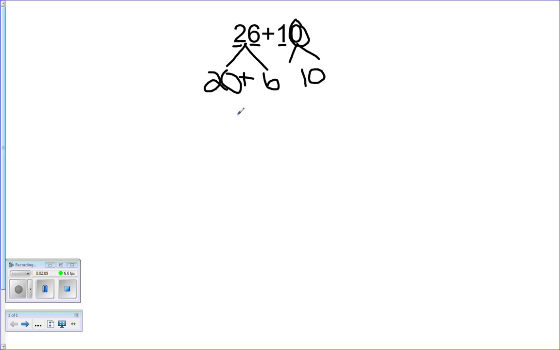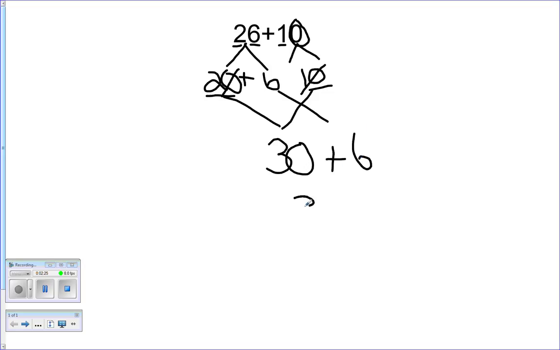Okay, from this point I know that I can very quickly add my 20 and my 10 together to give me 30, or 3 tens, 3 groups of 10. And then I can bring my 6 down and add it to give me my final answer of 36. If you quickly did the mental math and got the answer 36, give yourself a pat on the back. That's fantastic.